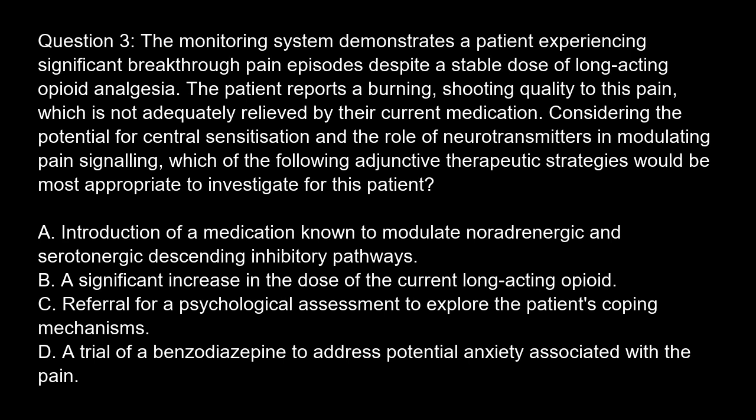Option A. Introduction of a medication known to modulate noradrenergic and serotonergic descending inhibitory pathways. Option B. A significant increase in the dose of the current long-acting opioid. Option C. Referral for a psychological assessment to explore the patient's coping mechanisms. Option D. A trial of a benzodiazepine to address potential anxiety associated with the pain.